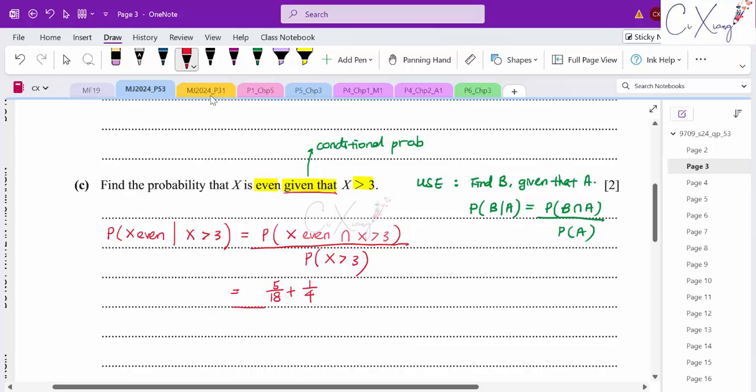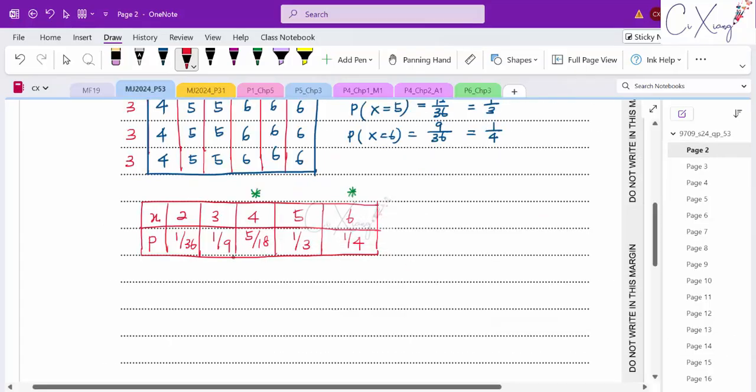Then divided by, for the denominator, they are looking for x greater than 3. That means what is the probability that x is more than 3? X more than 3 means you should consider x equals to 4, x equals to 5, and also x equals to 6. That means you have to consider all 3 probabilities here. We shouldn't include the 3 because there's no equal sign. So you should include the probability for 4, 5, and also 6.